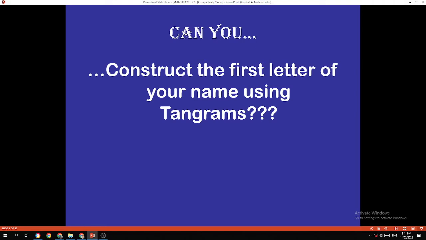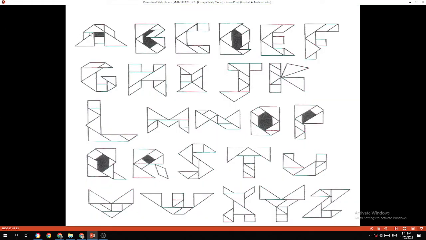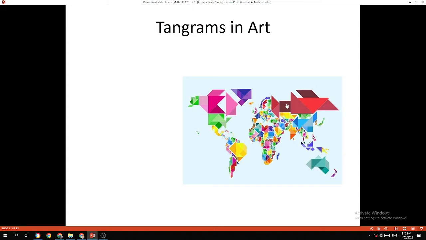Okay, here's one thing. Can you construct the first letter of your name using tangrams? Like, sir, letter E for Epifanio. Like, for example, Leslie, letter L. The L is very, very easy. So this is how you construct it. Here, this is the letter A. This is the letter B. And again, 1, 2, 3, 4, 5, 6, 7. The 7 shapes are being used for all these letters. This is from A to Z using tangrams. Okay? Now, let's move on.